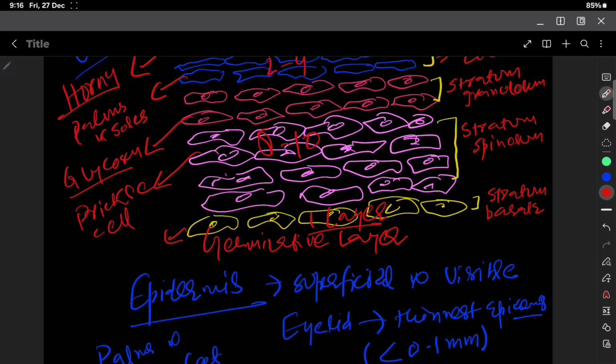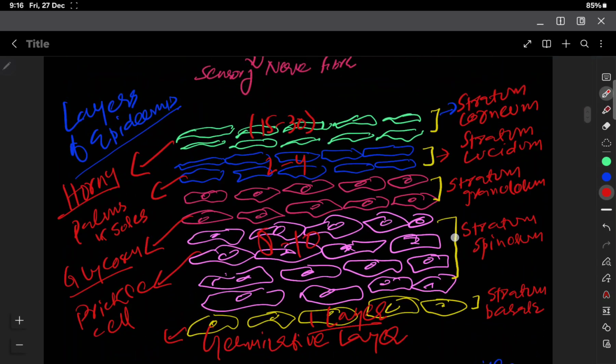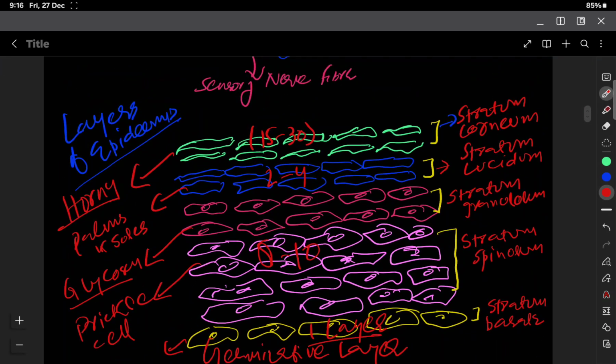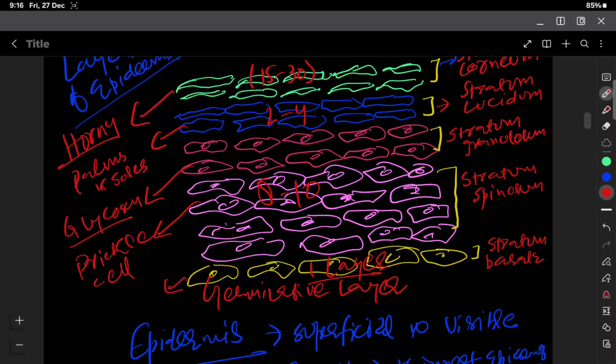So we were talking about the epidermis. The epidermis consists of different layers: stratum corneum, stratum lucidum, stratum granulosum, stratum spinosum, and stratum basale. Each layer consists of further layers, and majorly these cells are keratinocytes. The epidermis continuously renews itself, and gives rise to nails and also to the sweat glands.